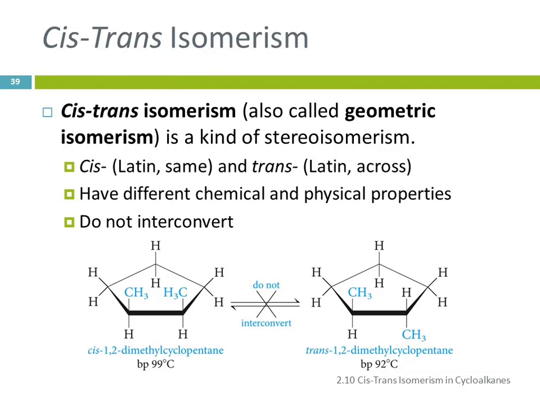Remember, isomers are molecules that have the same number of atoms of each element, but they're just connected in different ways. And what we'll see in organic chemistry is that there are many different kinds of isomerism, many different ways in which these molecules can be the same and yet different. So cis-trans isomerism is also called geometric isomerism, and it's a form of stereoisomerism. So this has to do with orientation in space, not connectivity.